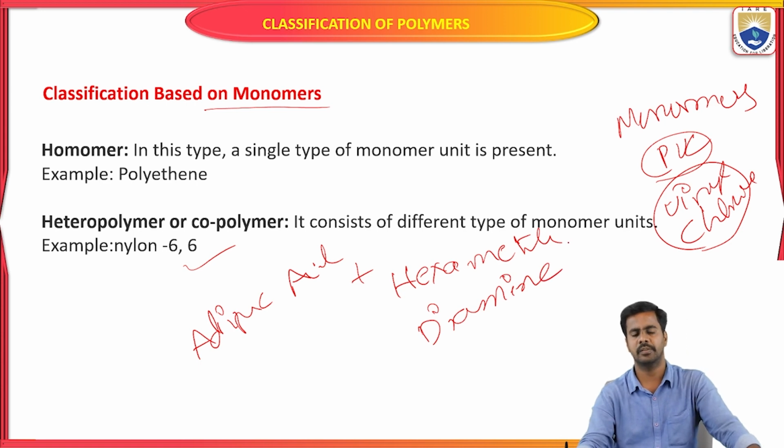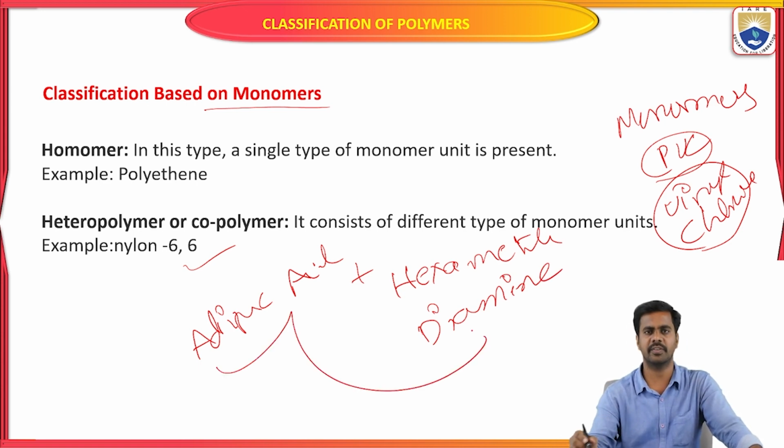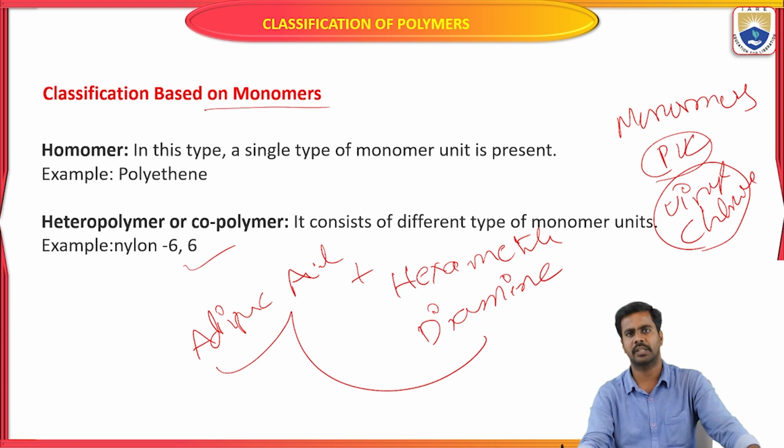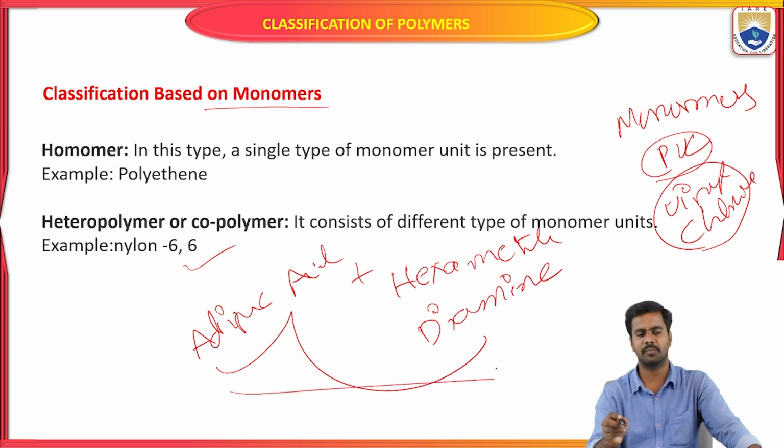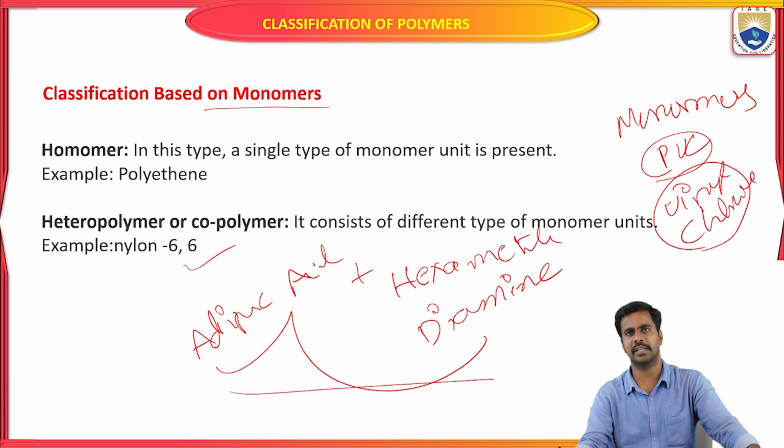Hexamethylene diamine. So these two monomers are different to each other with respect to structure, with respect to properties. So this type of polymerization is known as copolymerization or heteropolymerization, and that polymer is known as heteropolymer and copolymer. Why? Because here different types of monomers undergo the polymerization reaction.